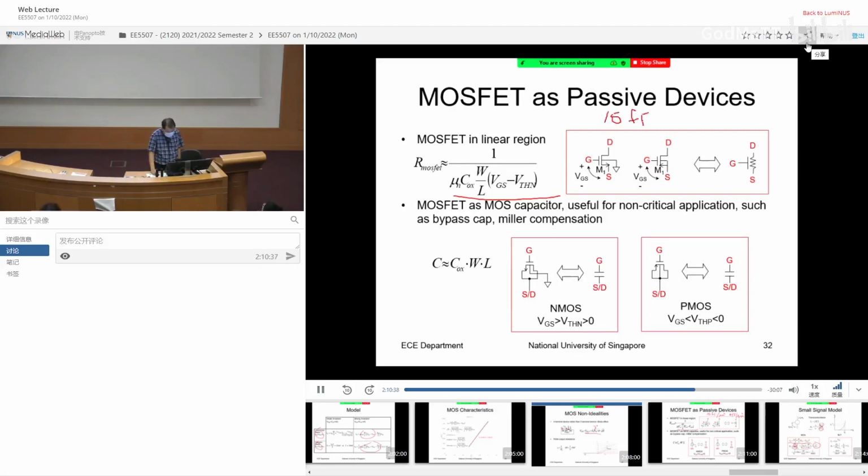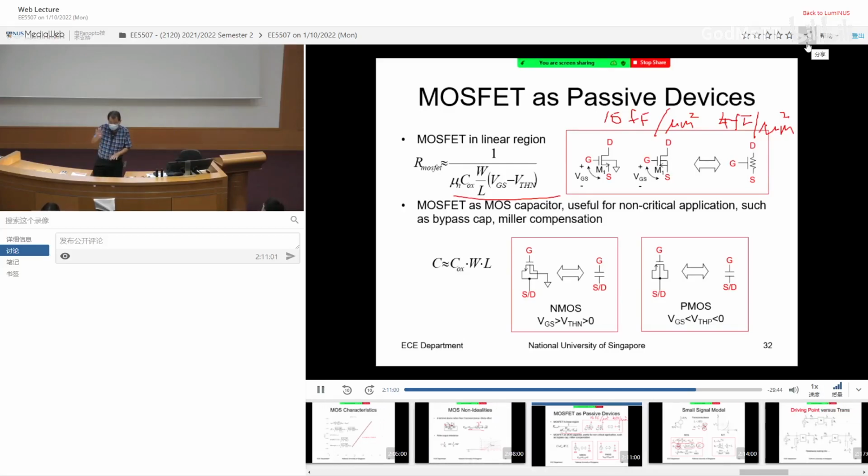Recently, I ran a simulation. It could even give you up to 18 to 20 femtofarad per micrometer square. Compared to MIMCAP, 4 femtofarad per micrometer square, that is almost 4 times. So if you use this as a supply decoupling cap, you can save 4 times area. Or think another way, you can get 4 times larger capacitance onto the chip. So using these devices as a capacitor is a good idea.